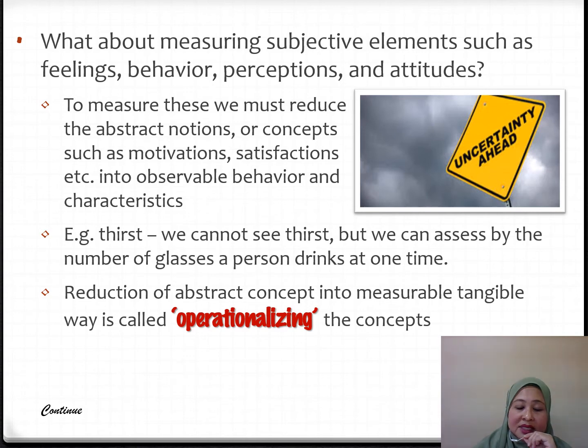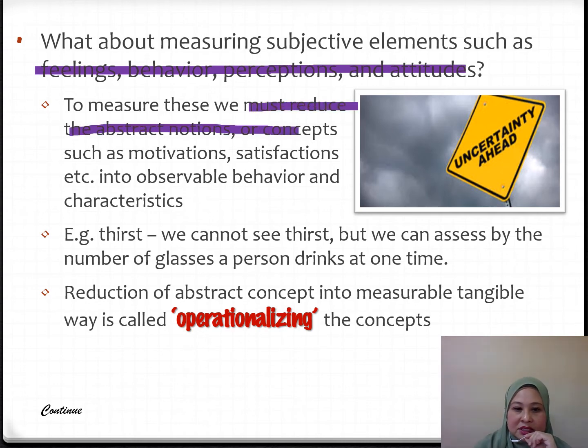What about measuring subjective elements such as feelings, behavior, perception, attitudes? Usually you must reduce the abstract notion or concept, right? And then you must really understand the item that would measure satisfaction, for example. The item that measures the dimension is service quality. Remember, service quality is the big word. It's actually a mother. Under service quality, there are many other dimensions depending on your setting.